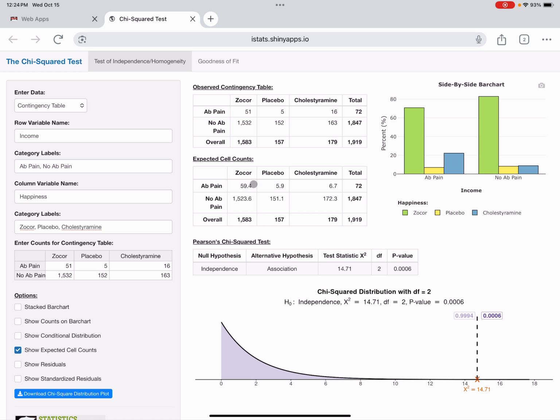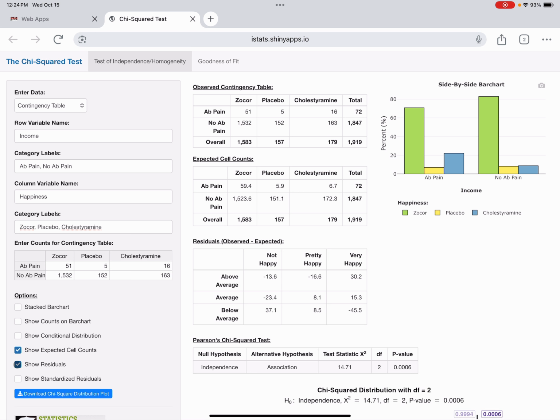Okay, because the expected counts, what we need to do is look at these numbers and make sure that they're all more than 1, which they are. And then we also need to make sure that at least 80% of them are more than 5. And they're all more than 5, so I think we're good, right? We're good to go ahead and run the test, right? The results of the test will be legitimate.